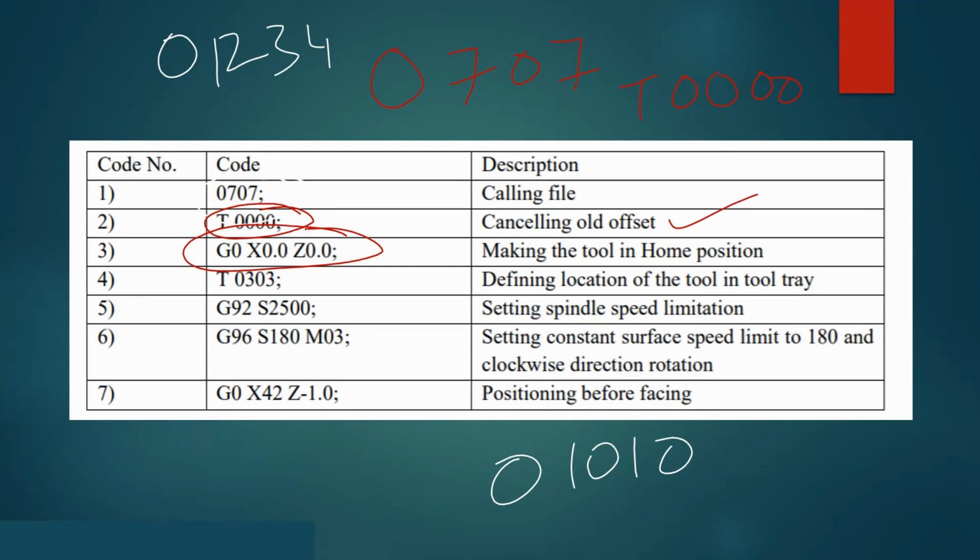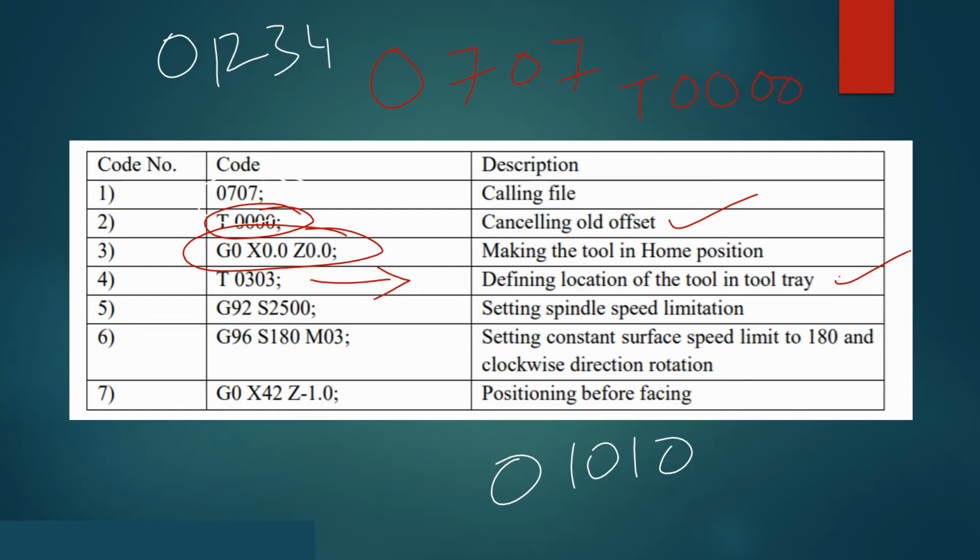Then we are going to write T0303. What is the meaning of T0303? This means the third tool holder. It contains our required tool. So we are going to take the tool which is available in tray 3. So we have to give the command T0303. It means the tool which is in tray 3 we are going to use for our turning operation and facing operation, defining the location of the tool in the tool tray.